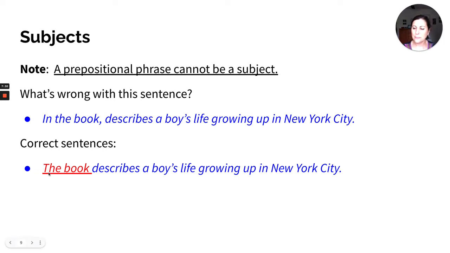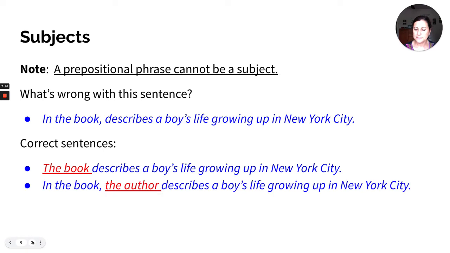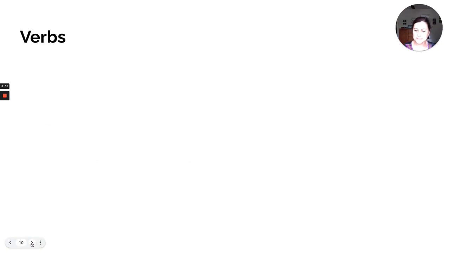You would need to say the book describes a boy's life growing up in New York City. You need a noun. You can't have a prepositional phrase. Or you could put a comma: in the book, comma, and then put the subject. The author describes a boy's life growing up in New York City. So remember, a prepositional phrase cannot be a subject in English. And you have to have a subject in a complete sentence.